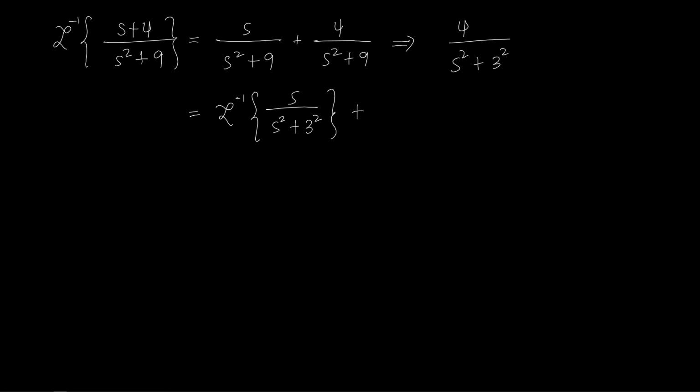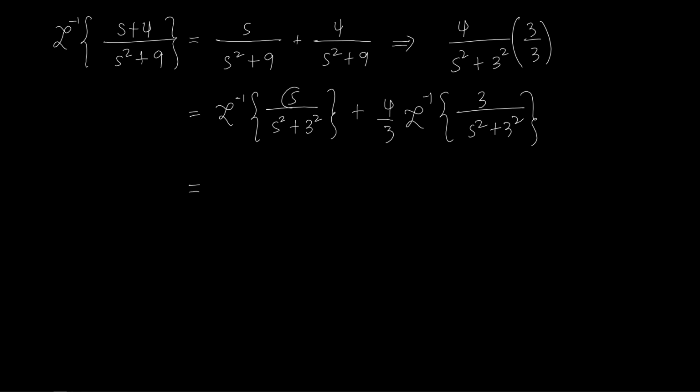Yes, sir. I can't extract a 3 out of that 4. So what I will do is put a 3 at the bottom, then extract the 4/3 outside. So we have 3 over s squared plus 3 squared. Okay? So the inverse Laplace of 3 over s squared plus 3 squared. Then what is this one? It has s on top.